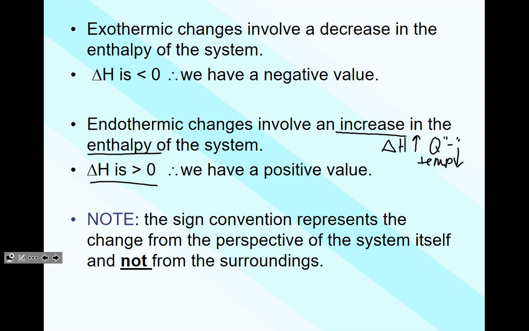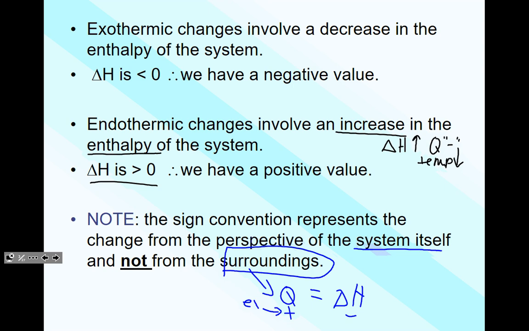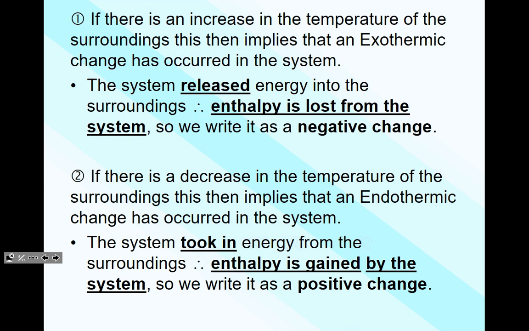Note, the sign convention represents the change from the perspective of the system, right? The system is what is causing the temperature of the water to go up or down, and we consider that the surroundings. So we use the surroundings to find our Q. We know that our Q is equal to the delta H, except it's opposite. So if the Q is positive, delta H is negative. This means that it's an exothermic reaction. If the Q is negative, the delta H is positive, and that's an endothermic reaction. I know I'm repeating myself, kiddos, but that's okay, because sometimes repetition is good.